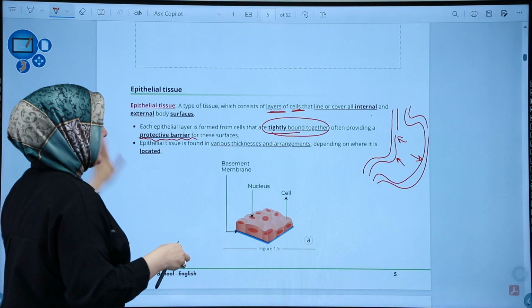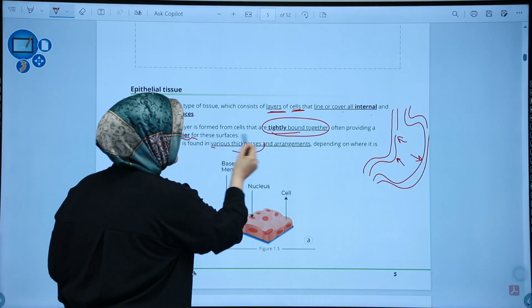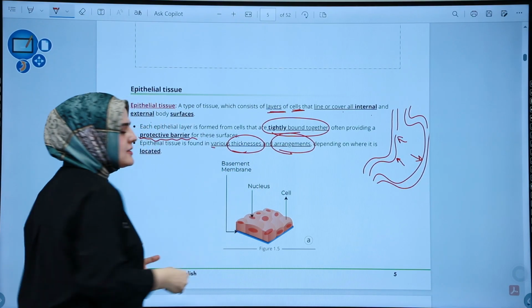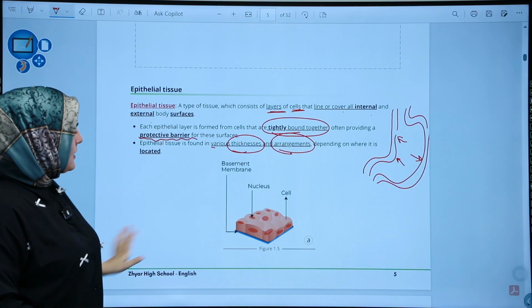So it holds liquids, for instance. It has various thicknesses and arrangements. It means it has various layers and various shapes. Let's see, how do they look?